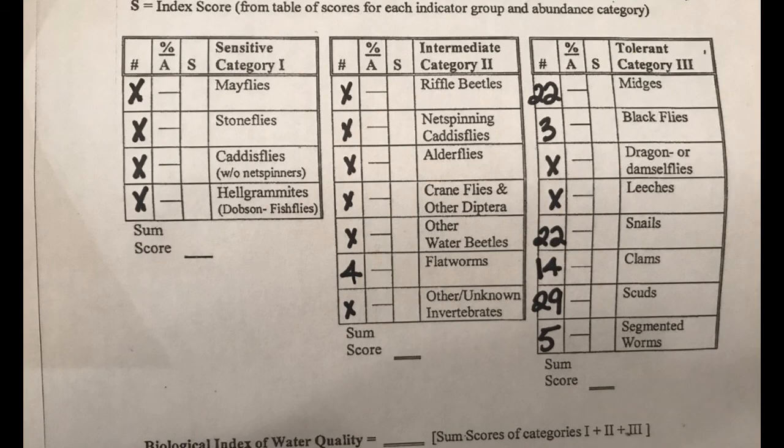Next, record the data for the sensitive, intermediate, and tolerant AMIs. We had no AMIs in the sensitive category 1 area. We had 4 flatworms, 22 midges, 3 black flies, 22 snails, 14 clams, 29 scuds, and 5 segmented worms. Pause this video and record the data.